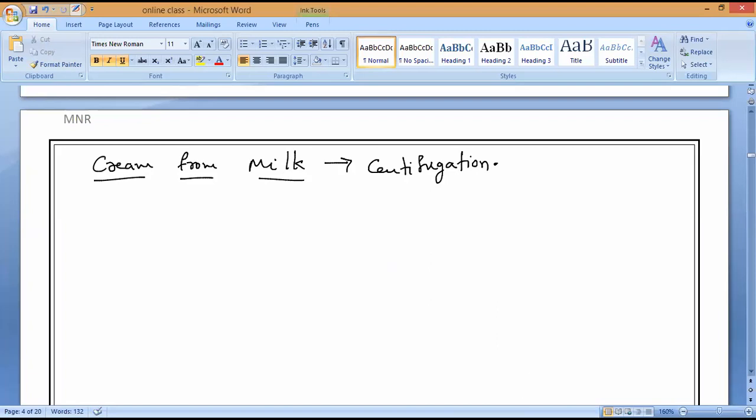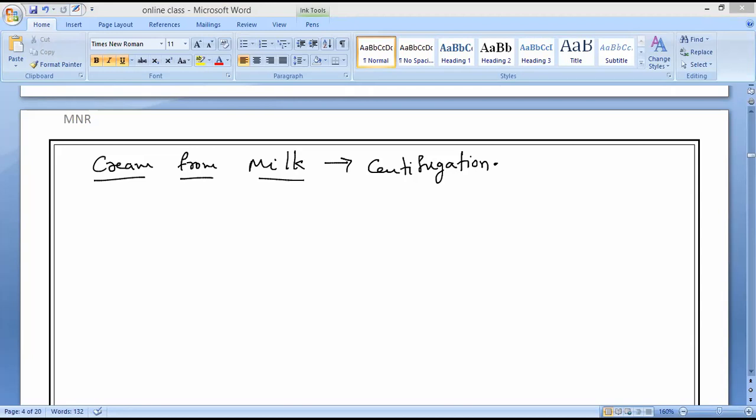Now, sir, how will they do it? If you visit any milk industry, they have a big centrifuge where thousands of liters of milk can be centrifuged at a time. Very heavy, big size. So what is milk? Milk will come under what? Solution, suspension or colloid?